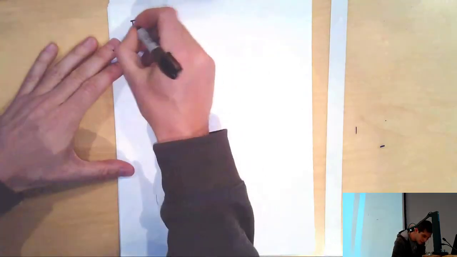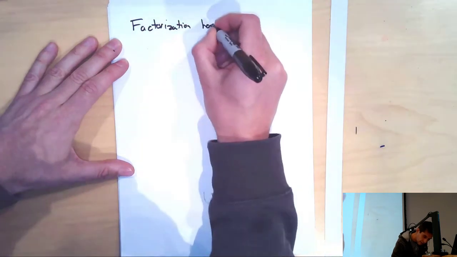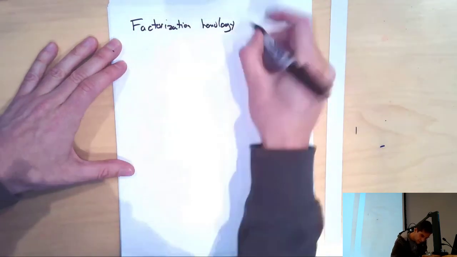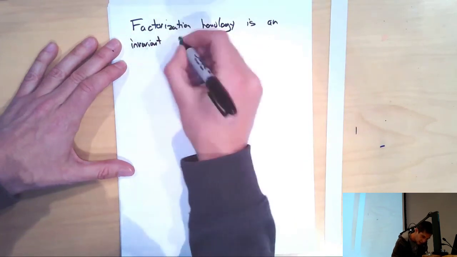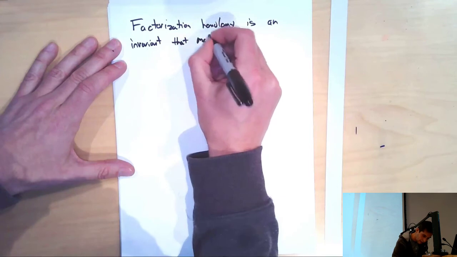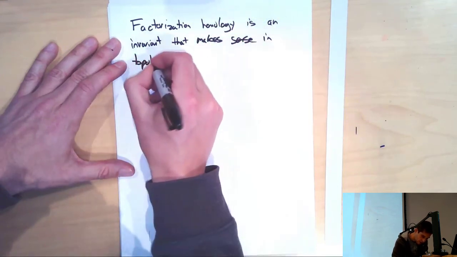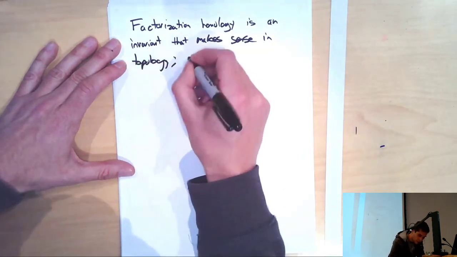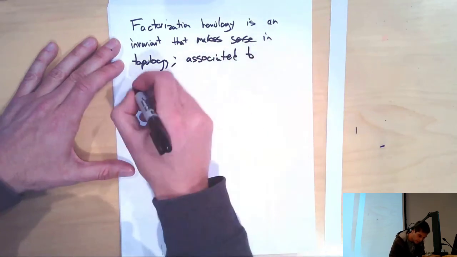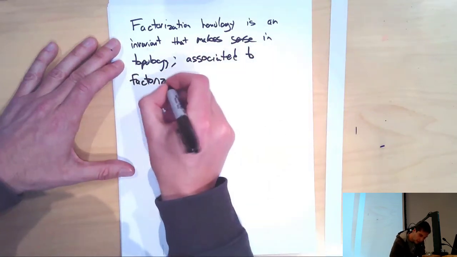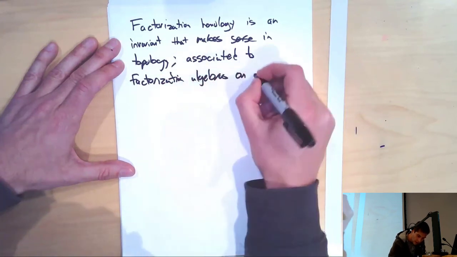So let me just make a remark. Factorization homology is an invariant that makes sense in topology, and it's associated to a manifold, to, well, what are called factorization algebras on manifolds.